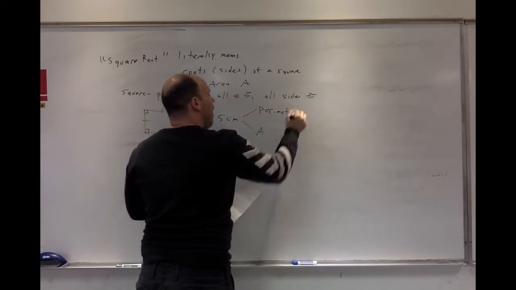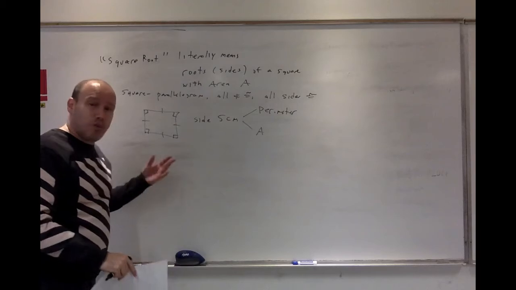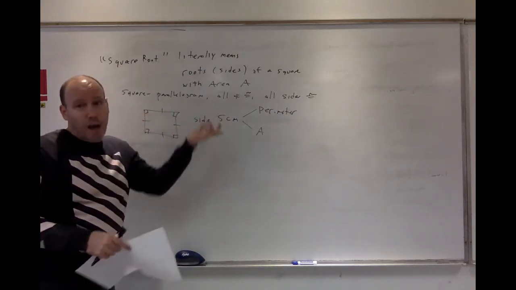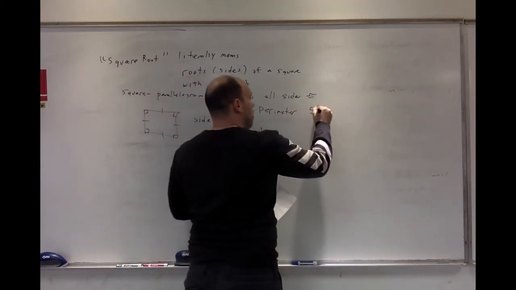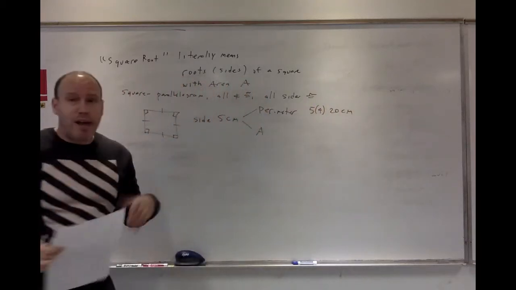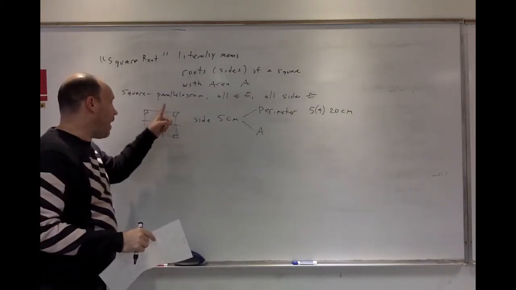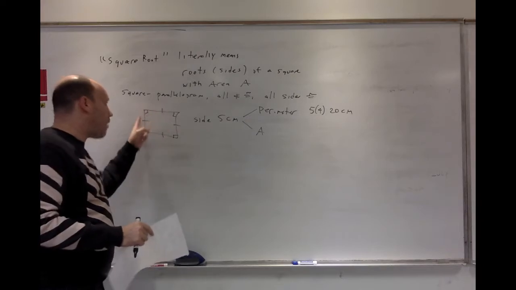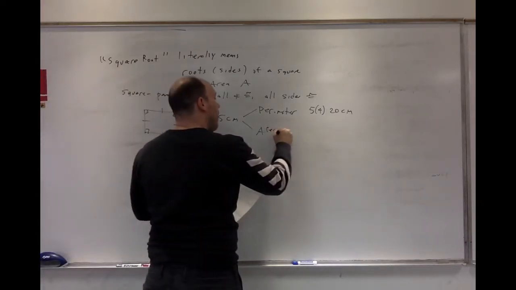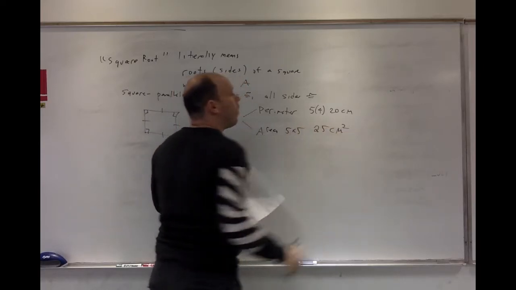And you say, oh, that's easy, Mr. Adler. Perimeter is the sum of the sides. Since it's a square and all the sides are congruent, it's 5 times 4, or 20 centimeters. Then I ask you to find the area. And you say, that's easy, Mr. Adler, because it's length times width, base times height, or side times side, 5 times 5. The area is 25 centimeters squared.